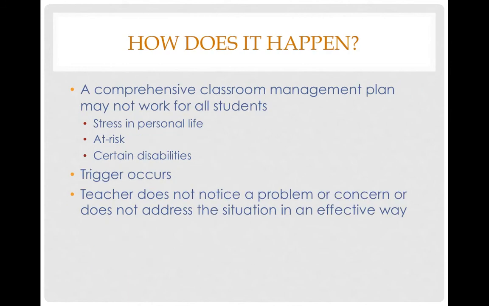The acting out cycle happens when a comprehensive classroom management plan is not effective for the student. The student may also have stress in their personal life, be an at-risk student, or have a certain disability. Then the trigger occurs. The teacher does not notice the problem or concern, or does not address the situation in an effective way, which leads to agitation.